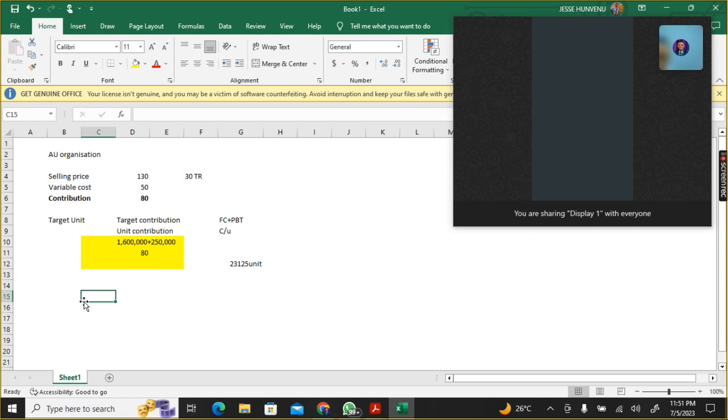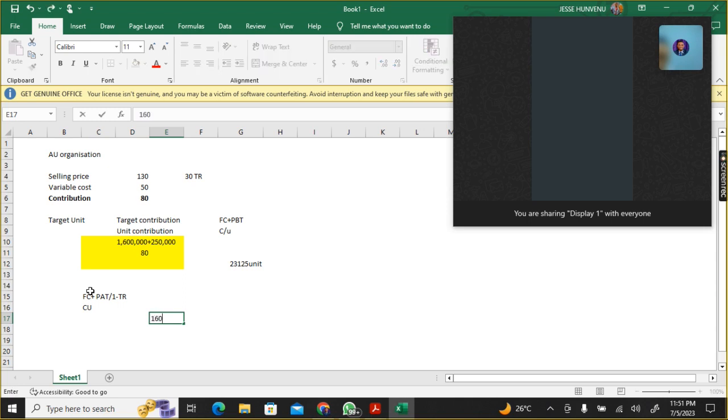Is it the second one? Fixed cost plus profit after tax divided by one minus tax rate. Yes. Fixed cost plus profit after tax, divided by 1 minus tax rate, over contribution per unit.